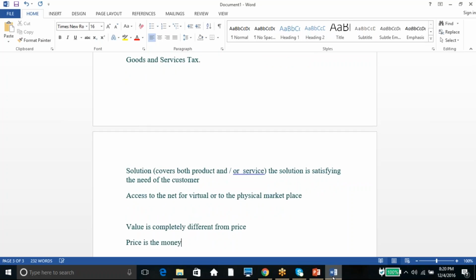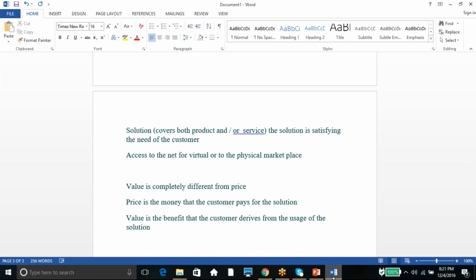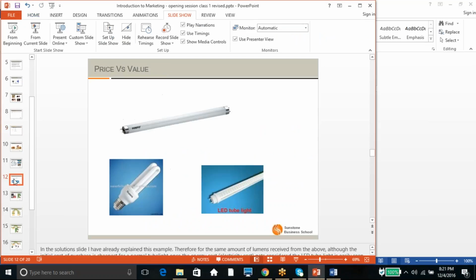Price is the money that the customer pays for the solution. Value is the benefit that the customer derives from the usage of the solution. Okay, so two very, very different things and something that is very critical to understand. We'll use this example here.